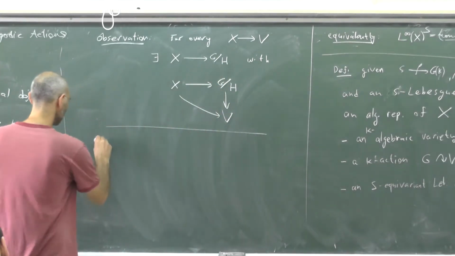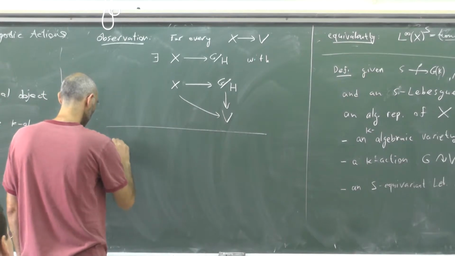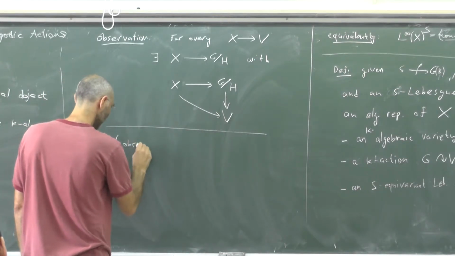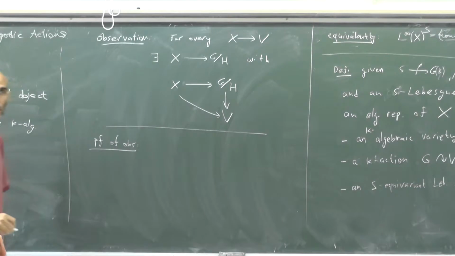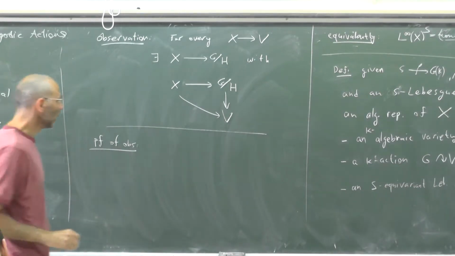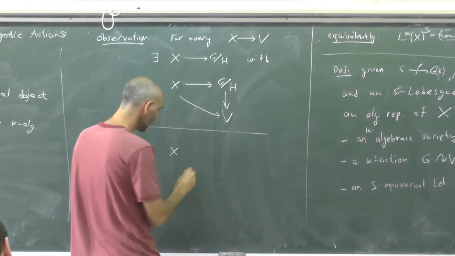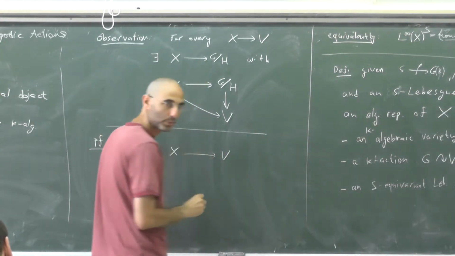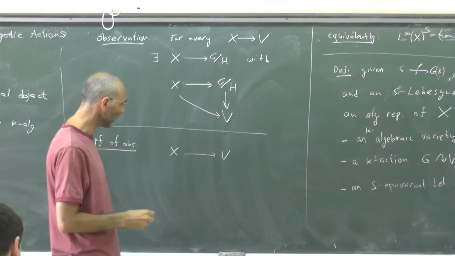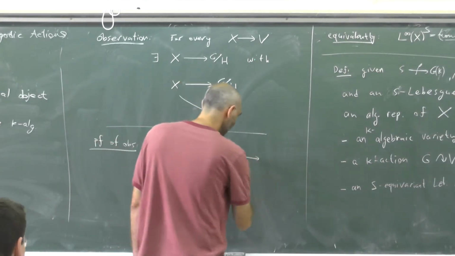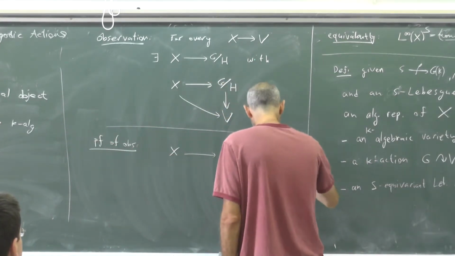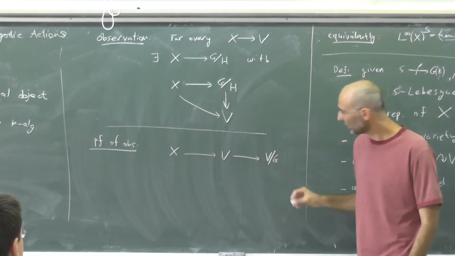So you have X, it is mapped to V, sorry. And now take the map to V mod G. This is the orbit space.